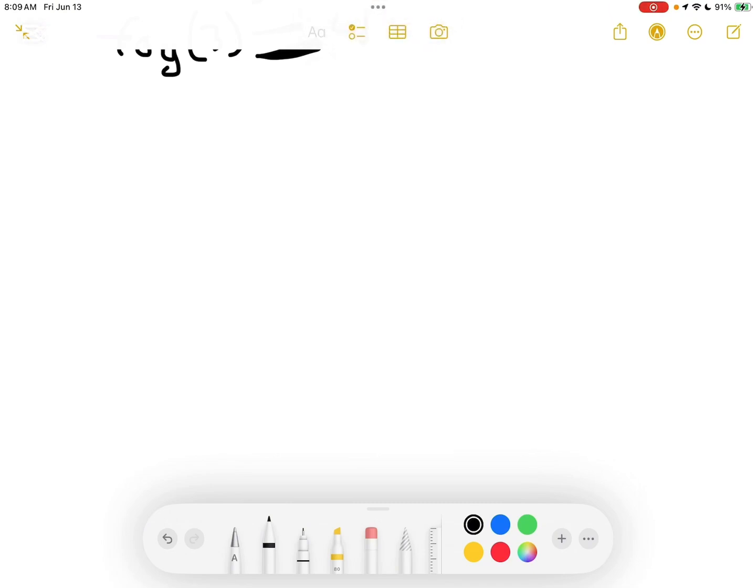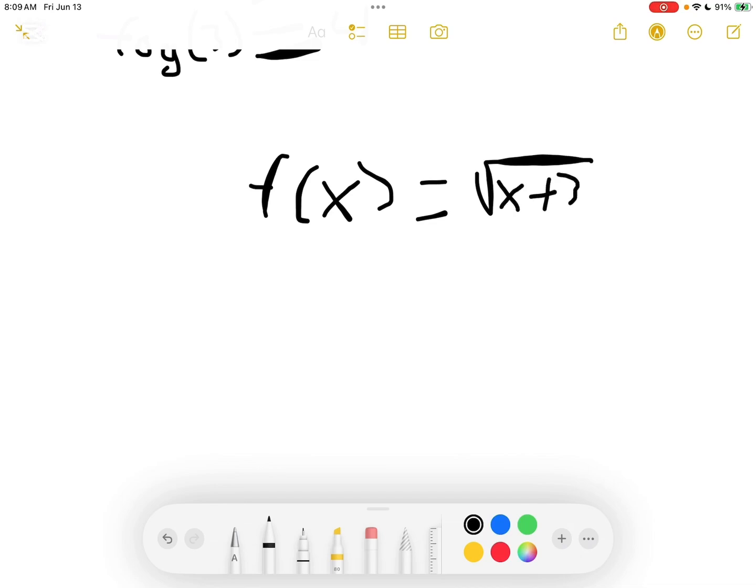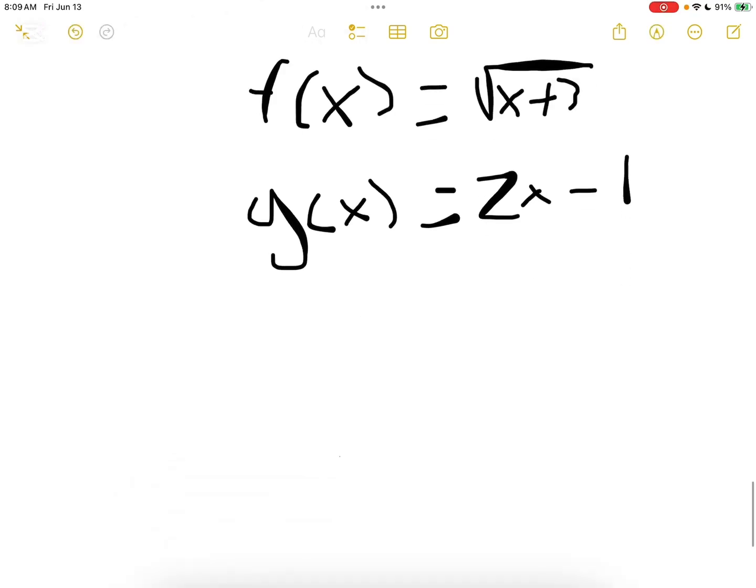All right, so for our last equation, I'd like to do not only just the f of g, but also the g of f, as well as show you how to find the domain of a composition function. So let's say for this equation that f of x is equal to the square root of x plus 3. And let's say that g of x is equal to 2x minus 1.